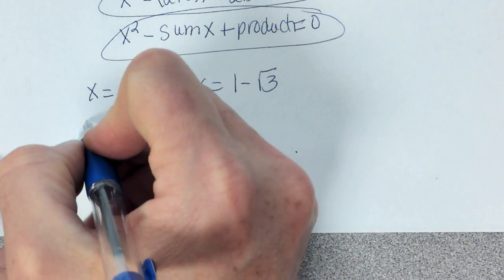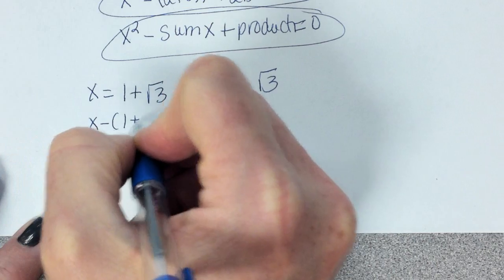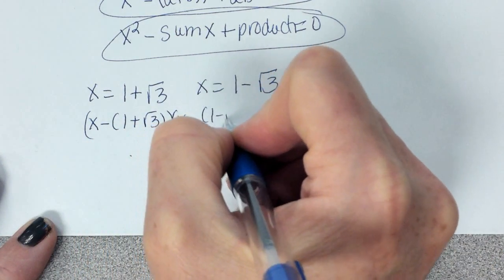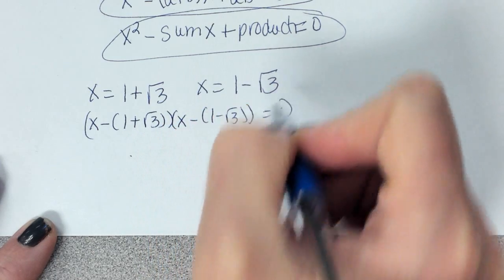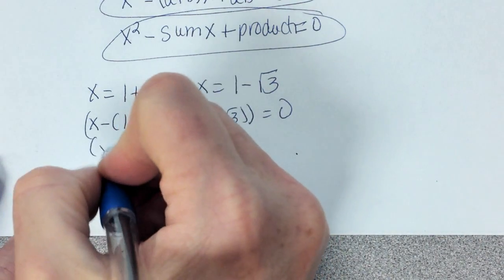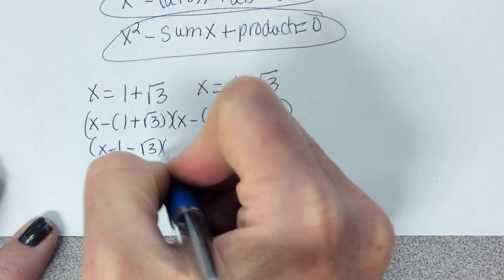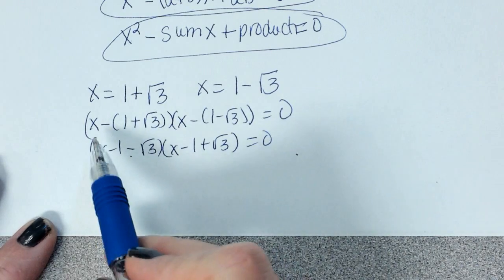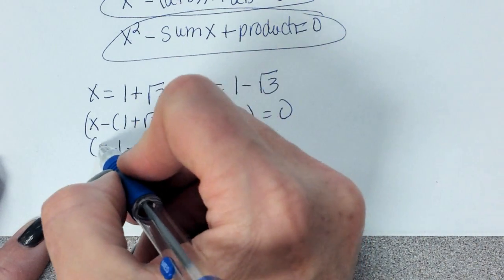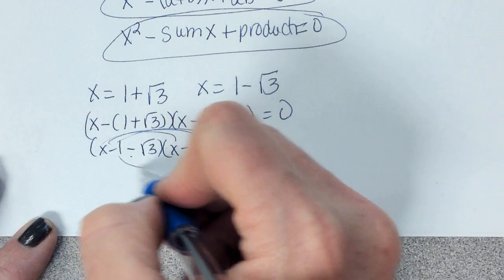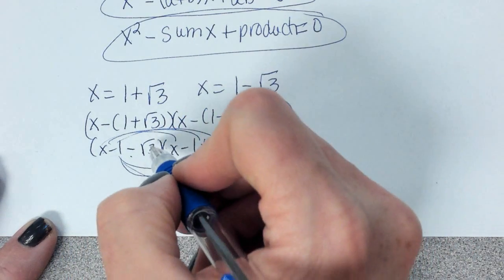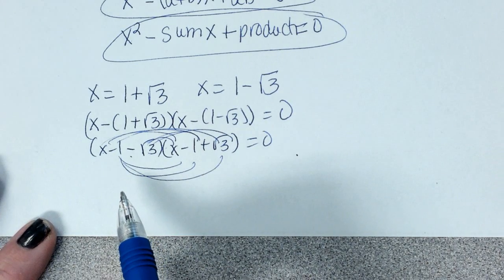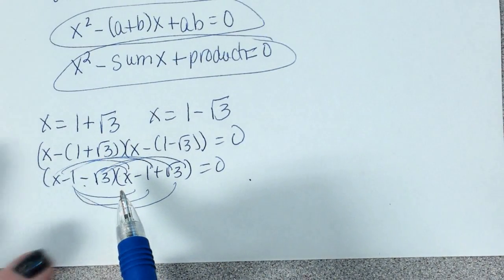I would then have to do x minus this solution times x minus this solution, based on what we did in number 4. Think about how difficult that is. I would have to do this, and then I would have to FOIL this whole thing out. I'd have to distribute the x through every term, and I'd have to distribute the negative 1 through every term, and then distribute the negative radical 3 through every term. I'm going to end up with 9 terms. That would take a lot of work.